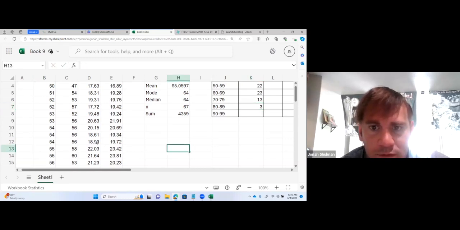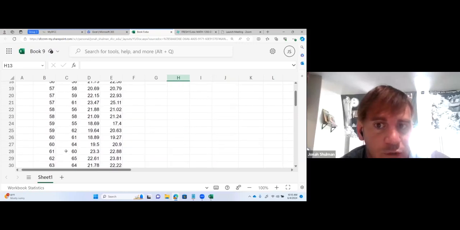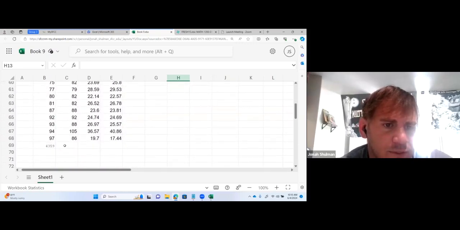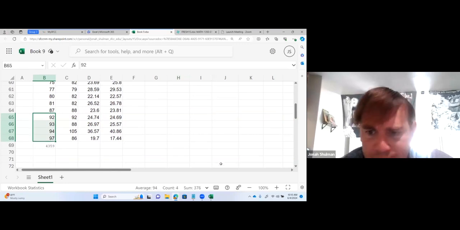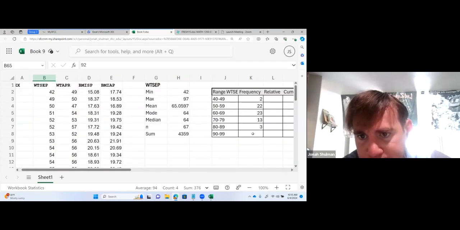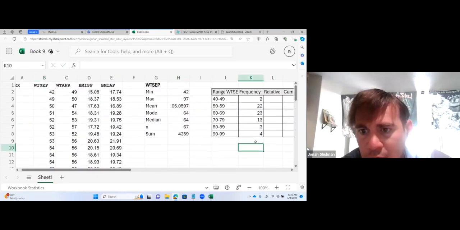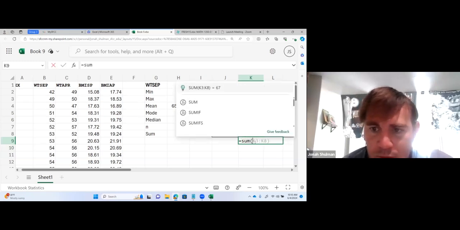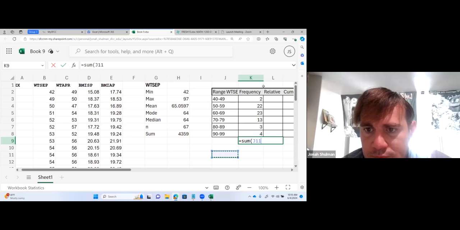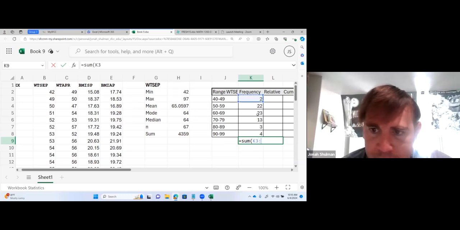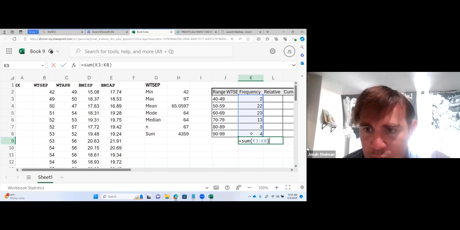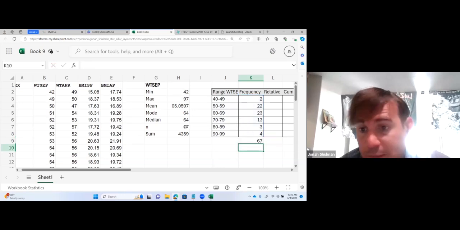And then finally, and we know it has to equal 67, so that's how we can check ourselves, make sure we don't mess up. You should always check before you keep going. And 90 through 99, because we all make mistakes. 90 through 99, we've got 4. All right, so I'm just going to do equal sum, from here, colon, to here, and parenthesis, 67 and matches, we're good.